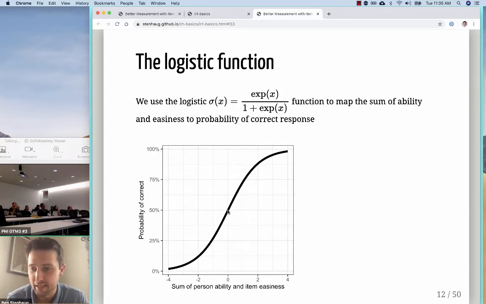Does that make sense? Any questions or thoughts at this point? Cool, y'all seem happy.